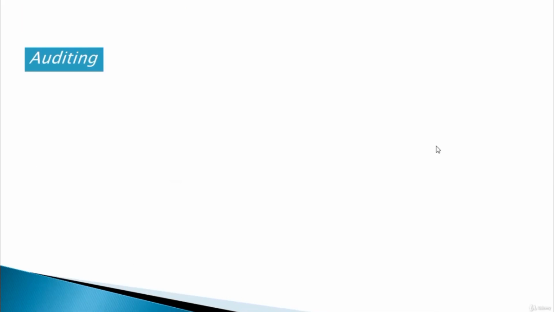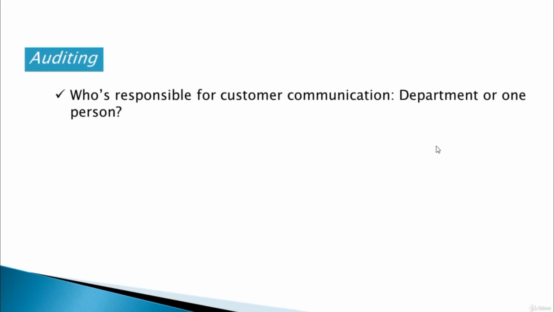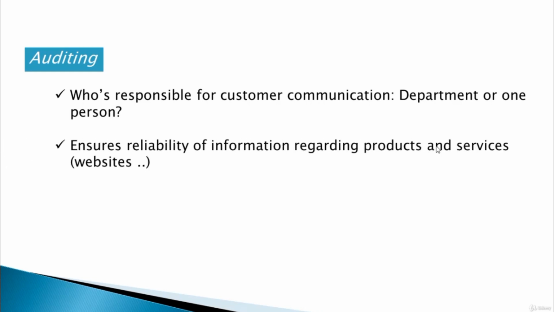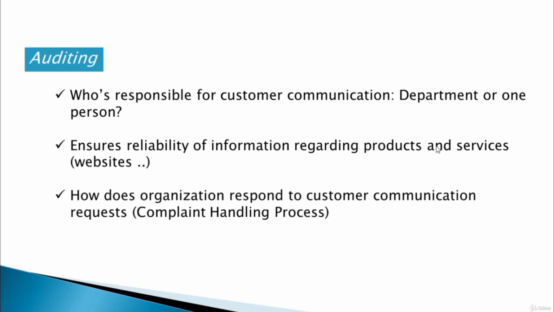Now, auditing this requirement, the auditor needs to ensure who's responsible for the customer communication. Is it the whole department, or is it just one person? And also the auditor needs to ensure the reliability and the accuracy of information regarding products and services. The auditor could take a look, of course, at the website of the organization, and also how does the organization respond to customer communication requests.